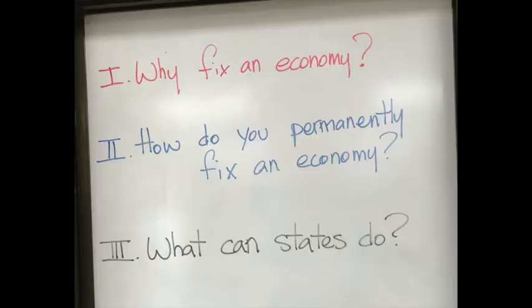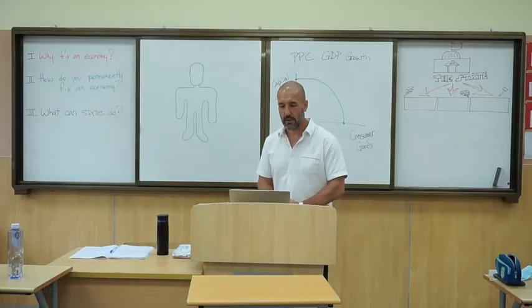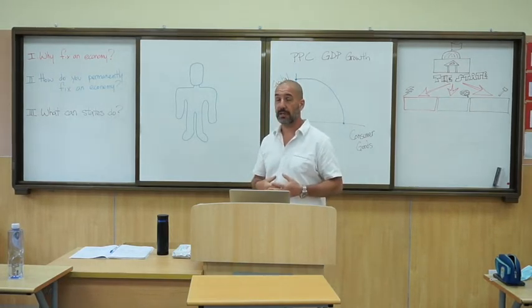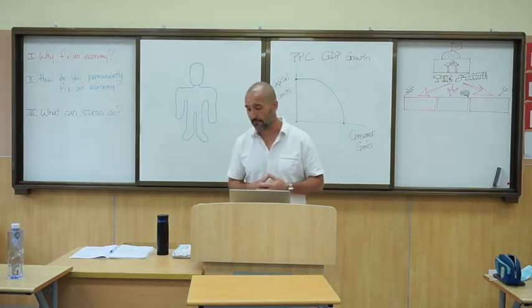I'm going to base everything on these three questions, just in case everything's coming out fuzzy in the video. The first question is, why fix an economy? The second question is, how do you permanently fix an economy? And then the third question is, what can states do? I'll end with that third question, and that third question will directly tie into some concepts that you have to bring into your quarter four exam.